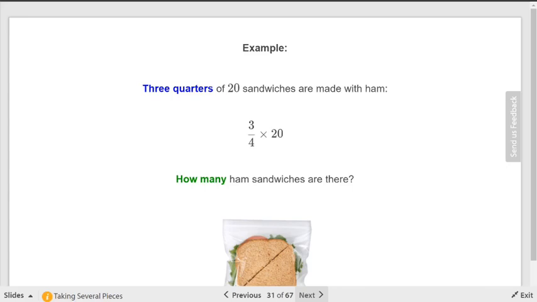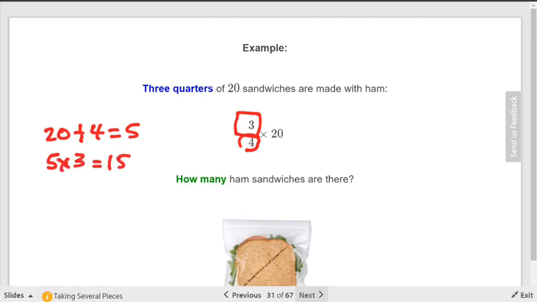Excellent. And then, let's just walk ourselves through this. Okay. So it's going to be 20 divided by, what's the bottom number? 4. Which equals what, guys? 5. But I've got a top number that's different than 1, yeah? So I have to take 5 times that top number, which gives me, and there's my answer.